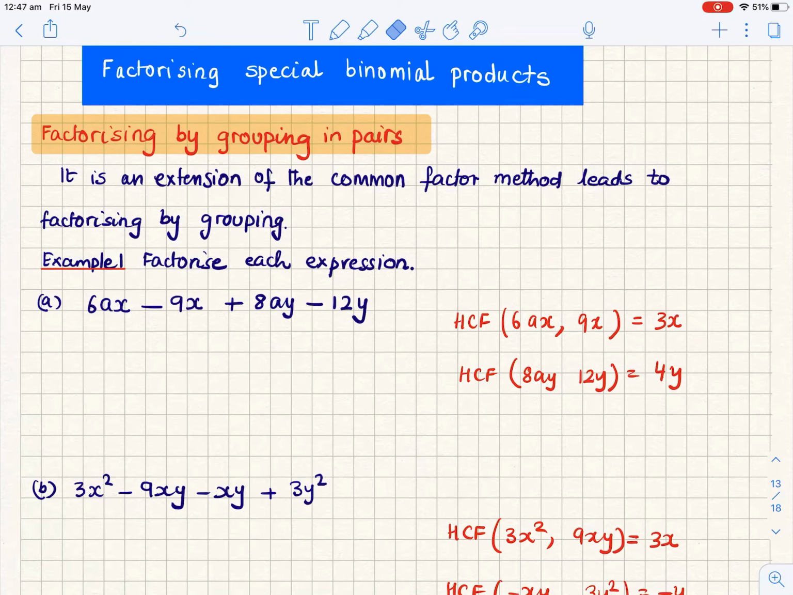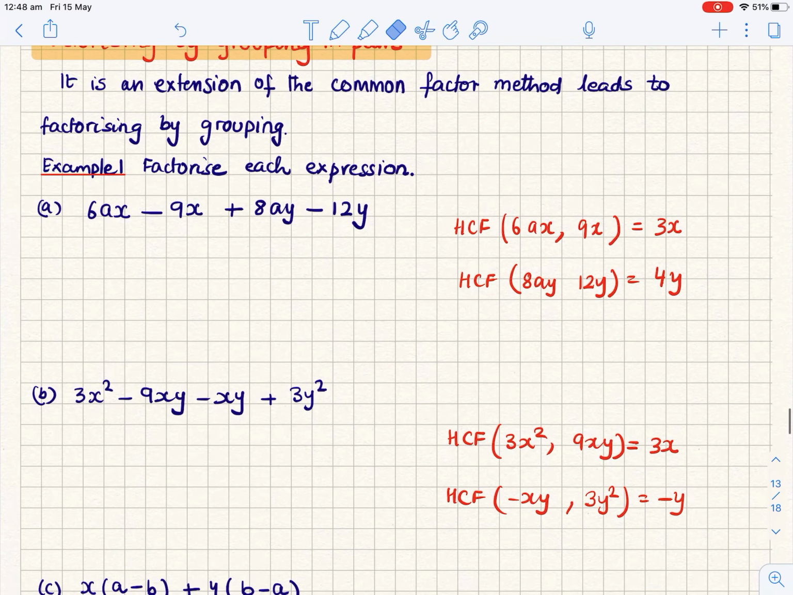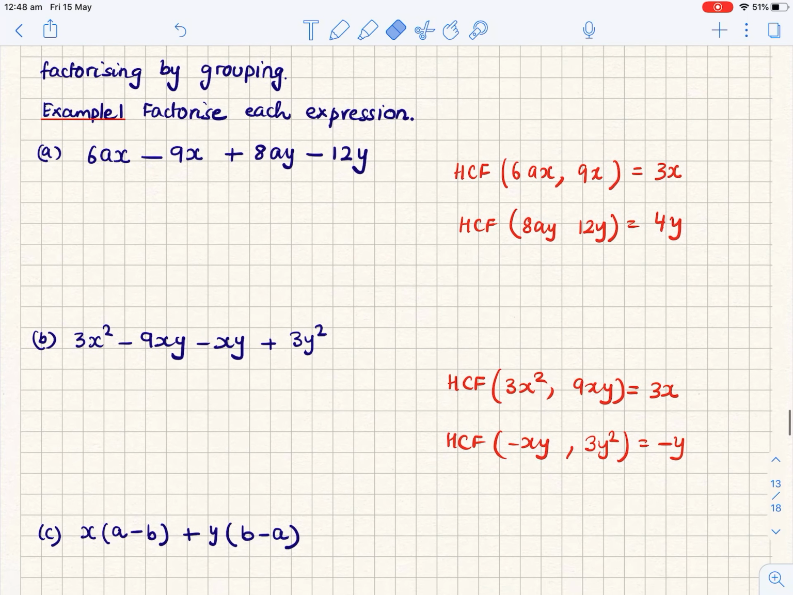In this video, we are going to look at factorizing special binomial products. First is factorizing by grouping in pairs. So it's an extension of factorizing algebraic expressions. So let's look at example 1, factorize each expression.